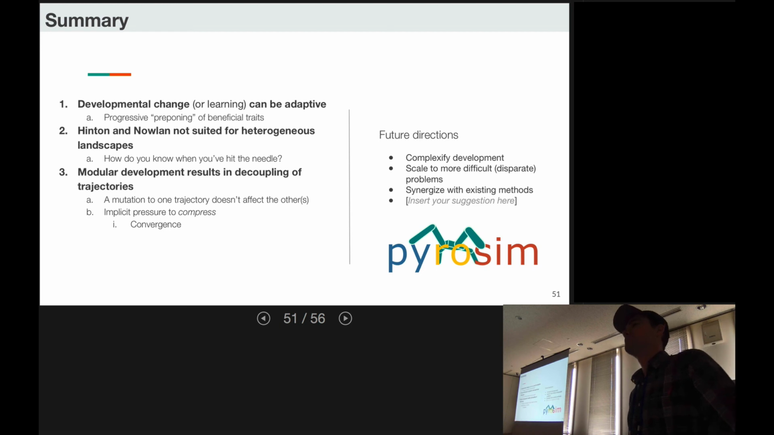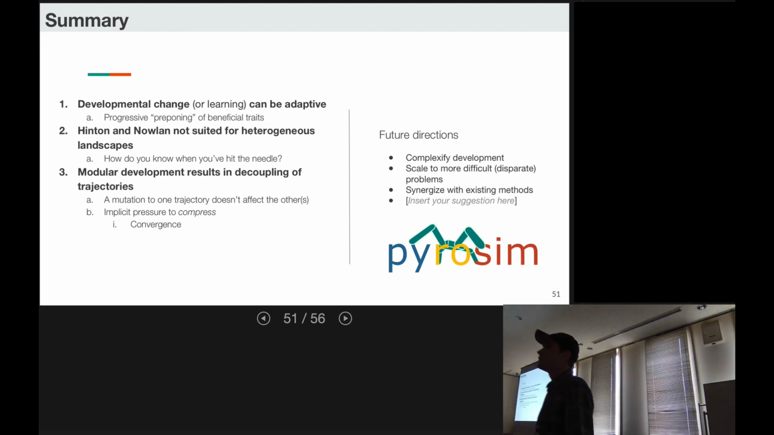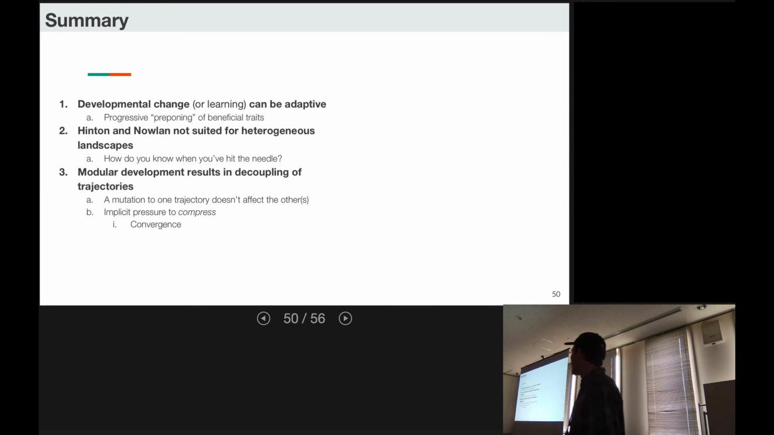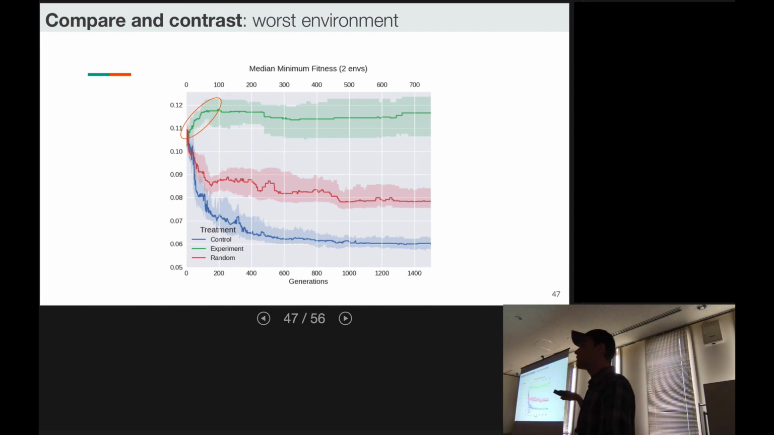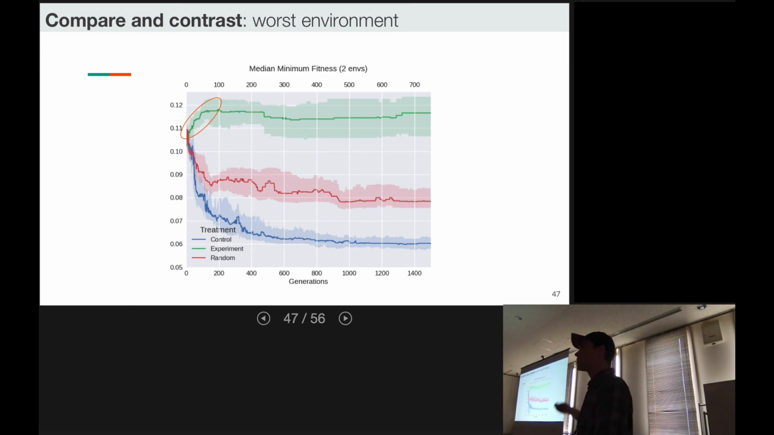So what's the most number of tasks you try this on? Most number of tasks? Yeah. 4. 4 tasks. Yeah, so there's this slide, the median minimum fitness. We saw that there is a kind of plateauing that happens for more environments, but it's worse than this, so we don't get this initial boost in performance. It's more difficult to avoid catastrophic forgetting.